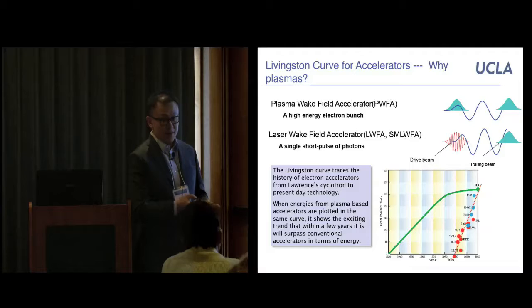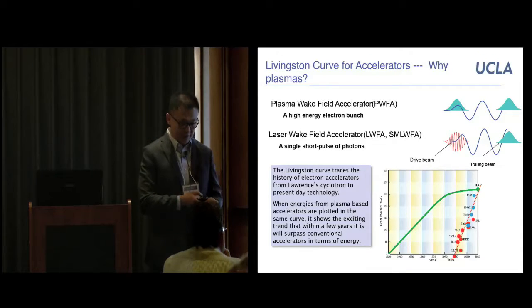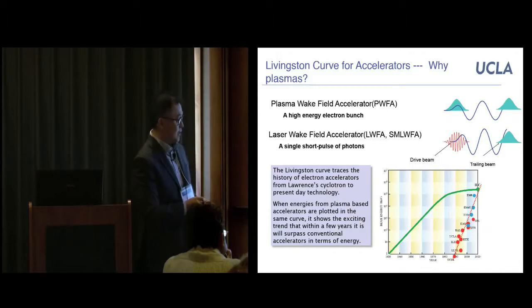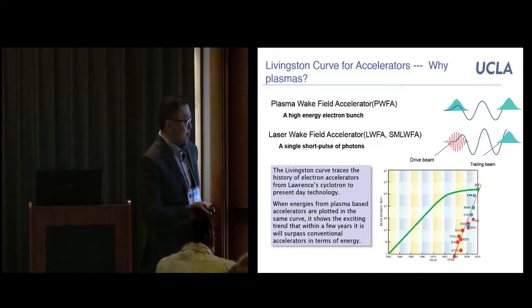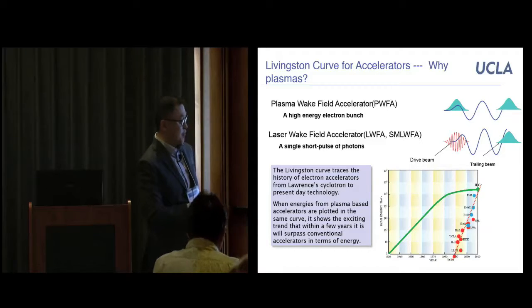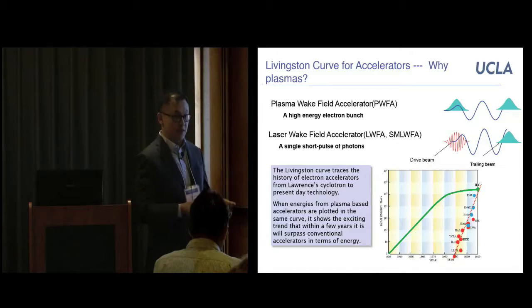However, plasma, because it's made up of electrons and ions, is already broken down, so it doesn't have the same limit as that of metal. So you can put much bigger fields in a plasma, and conceivably you can make accelerators much smaller and get them to much higher energy.